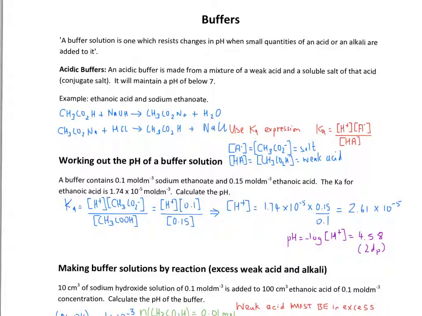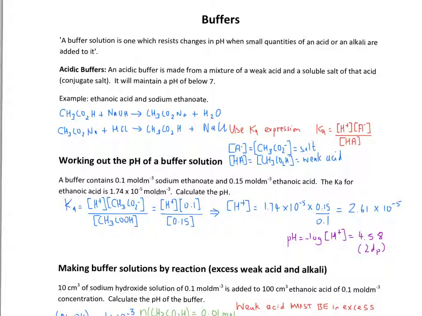This is a tutorial clip on buffers. Just to recap what buffers are, particularly acidic buffers we're going to focus on in this clip. So a buffer solution is one which resists changes in pH when small quantities of an acid or an alkali are added to it. So with an acidic buffer, it's made of a weak acid and a soluble salt of that acid, and that salt is called the conjugate salt.